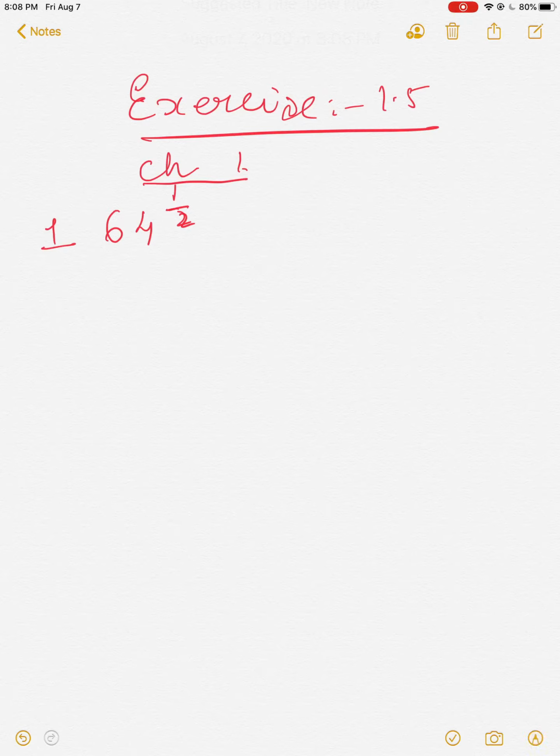1.5, chapter 1. First problem, find the value. We have to find the value of 64 raised to power 1 upon 2.